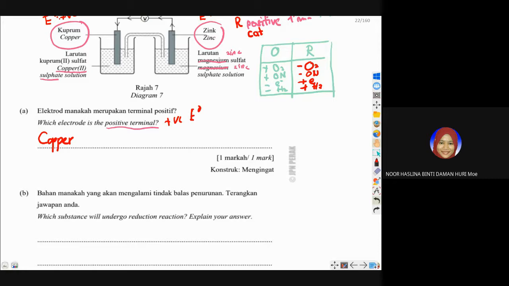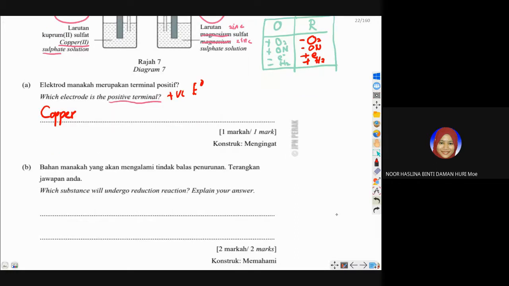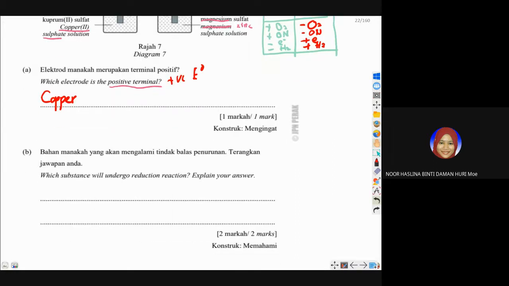Okay, which substance will undergo reduction reaction, and then you must explain your answer why. Okay, this one is how much? Okay, how many marks? 2 marks only. Okay, so what is the answer for the first marks? Which substance will undergo reduction?